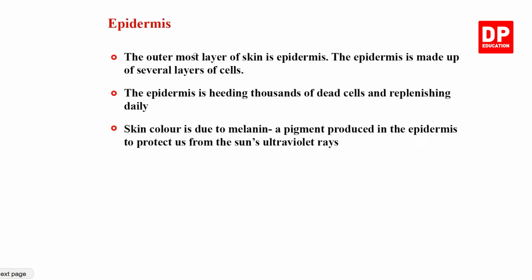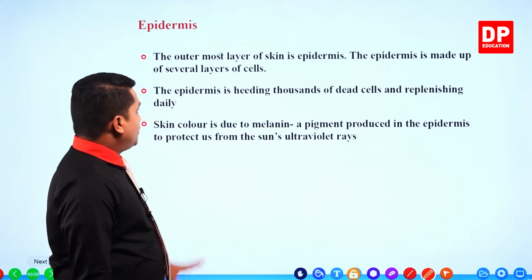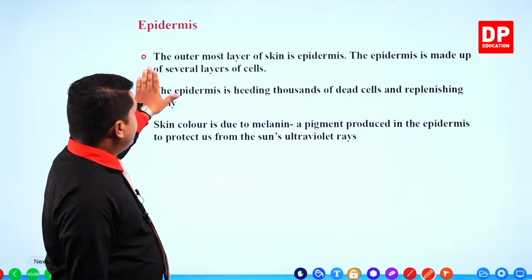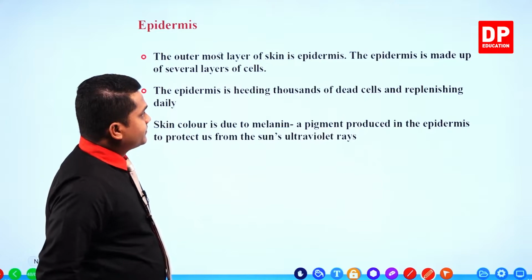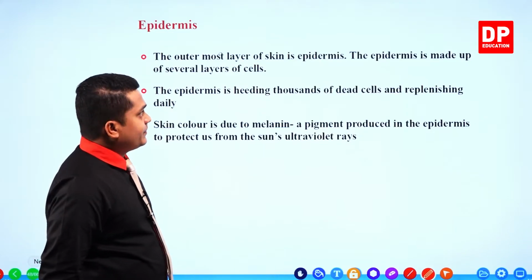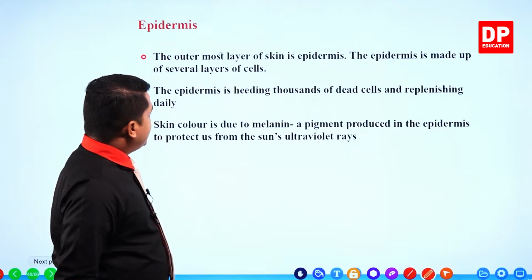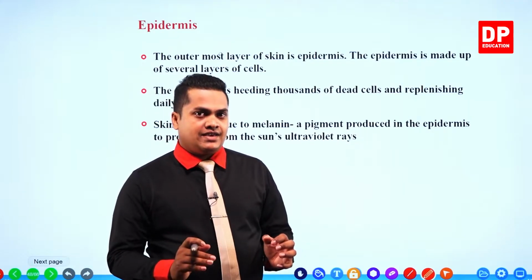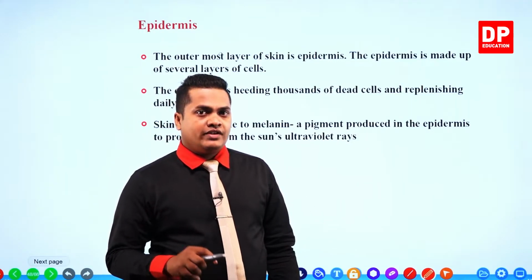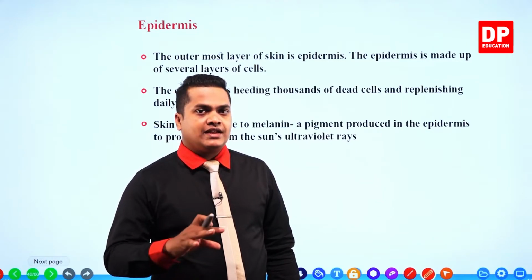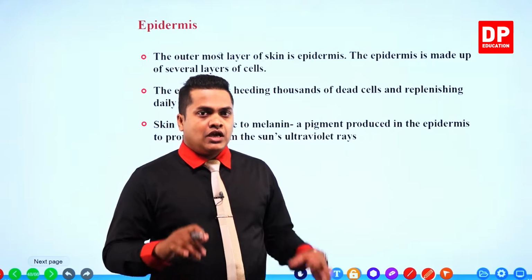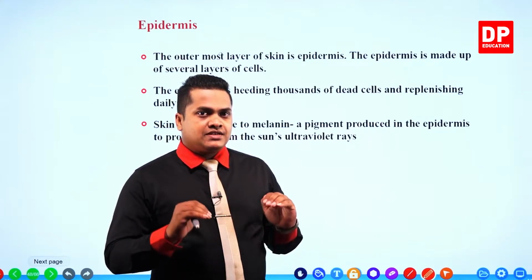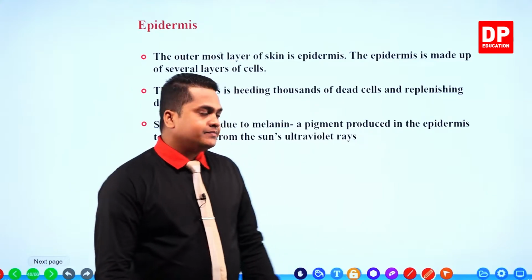Okay, you know that the first layer contained in the human skin is the epidermis. Okay, so epidermis is the outermost layer of the skin. Epidermis is the outermost layer. The epidermis is made up of several layers of cells. So I showed you that it's made up of several cell layers, when we were studying the structure of the human skin by using the 3D figure, the 3D simulation. I showed you that the human epidermis consists of several cell layers, right?